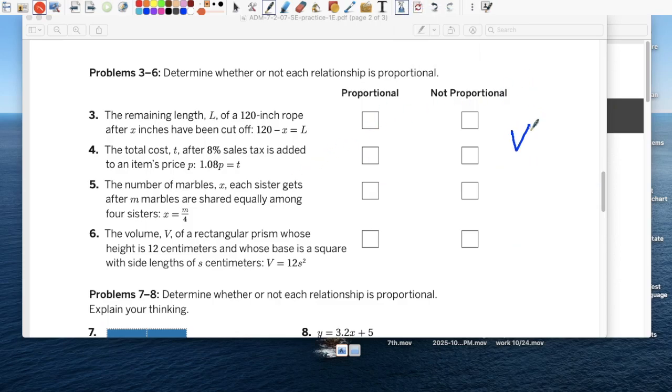Last one, v equals 12s squared. Here's my constant of proportionality times the variable s, but s is to the second power. Remember, a proportional equation looks like this. So we do have a constant of proportionality, which is k, but notice that here this is x to the what power? To the first power, and this is s to the second power. So are they in the same format? No, they're not. So this is not proportional.